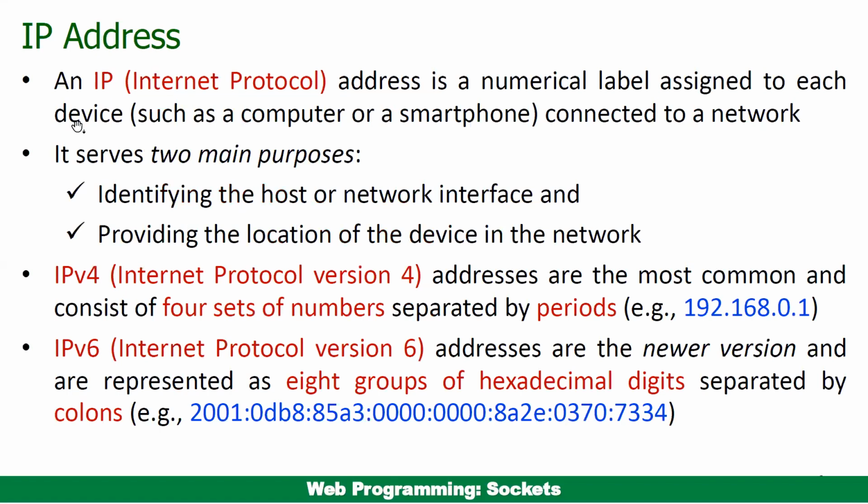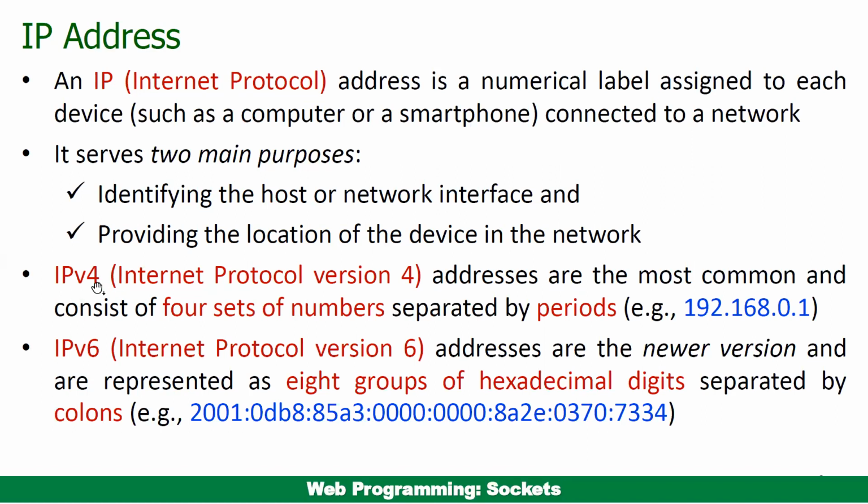Then coming to IP address, an Internet Protocol address is a numerical label assigned to each device, such as a computer or a smartphone, which is connected to a network. It serves two main purposes. The first one is it identifies the host or network interface. The second one is it provides the location of the device in the network. Here it has different versions.